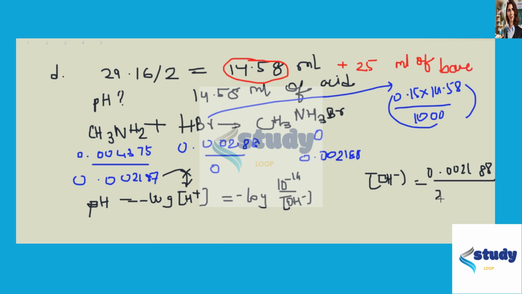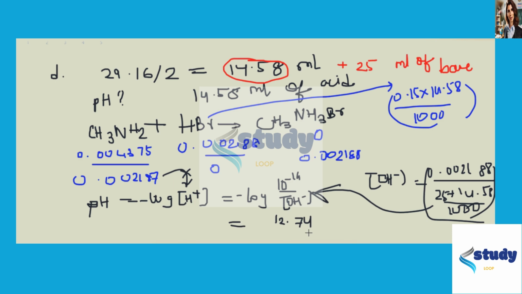So our volume here will be 25 plus 14.58 divided by 1,000. There you go. You can happily plug this in here, and your pH will be 12.74. Is this reasonable? It's still pretty basic because your acid was not in excess. Your acid got used up and you still have base left.